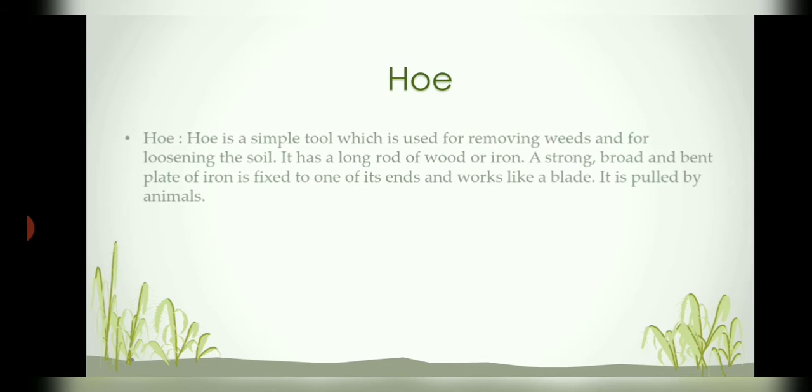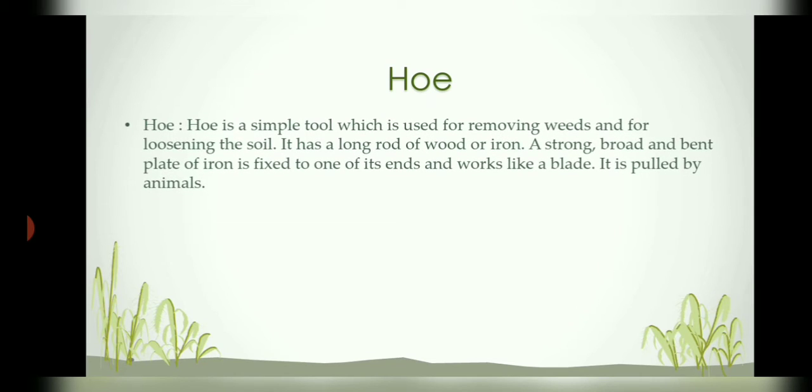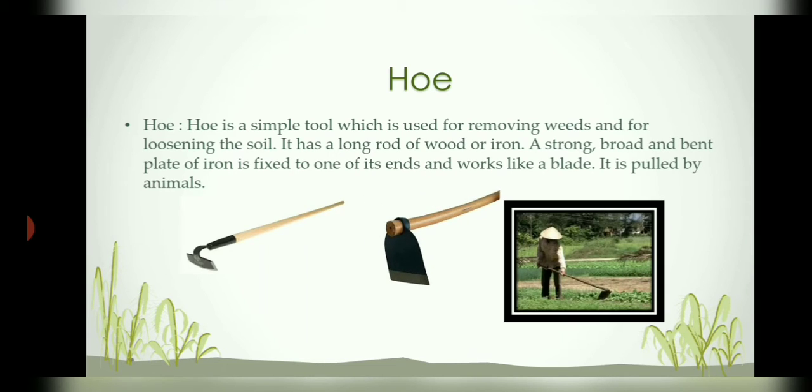Hoe. Hoe is a simple tool which is used for removing weeds and for loosening the soil. It has a long rod of wood or iron. A strong, broad, and bent plate of iron is fixed to one of its end and works like a blade. It is pulled by animals or is sometimes used by humans also.